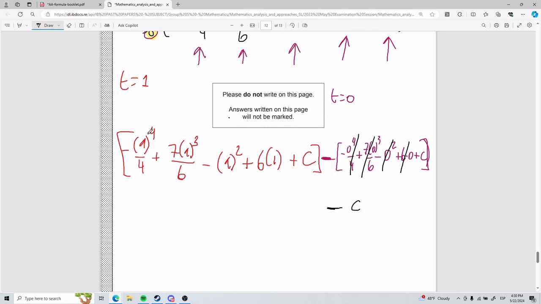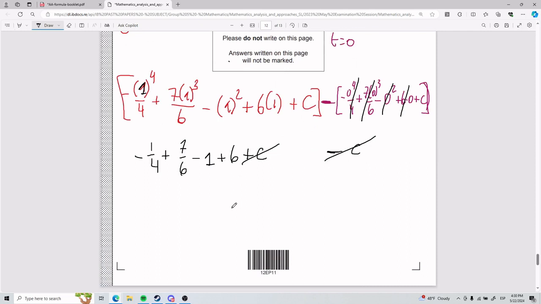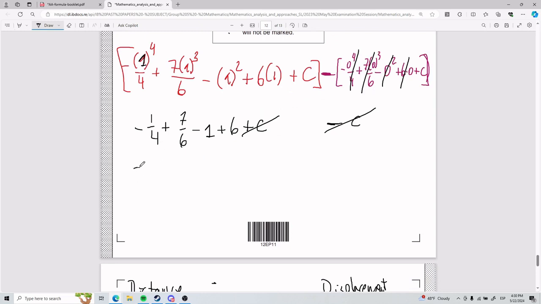All right. And on the left side, we end up with this negative 1 to the power of 4 is just going to end up being negative 1 over 4 plus 7 over 6 minus 1 plus 6 plus c. And so plus c minus c, these go away. And now you end up with a bunch of fractions that you need to see how they add up together. It's very annoying to work with fractions, but go piece by piece. And so I can put it as 7 over 6 plus 5 because of this, right? Minus 1 over 4, right?